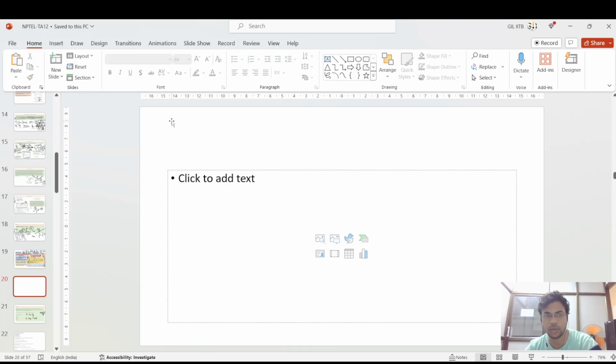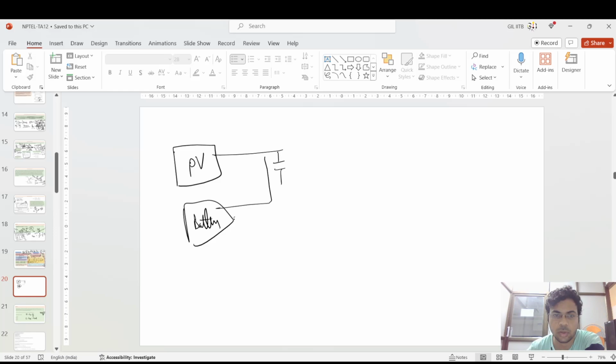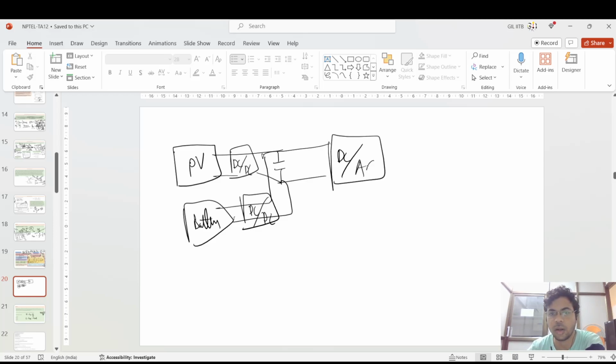Let me explain with a slide in a more detailed fashion. Okay, suppose there is a PV and you have a battery. It is connected to a DC bus bar, and pardon this drawing. It is connected to some DC converter, and this is also connected to a DC boost converter. After that it is converted by this DC to AC converter, and after that you have filters.